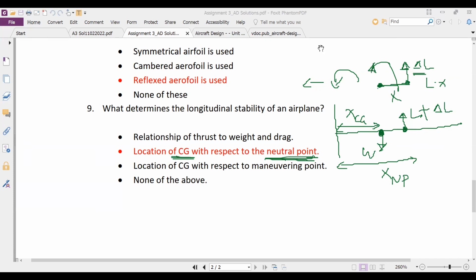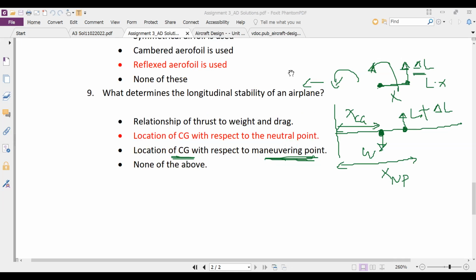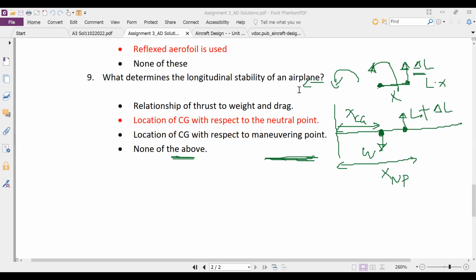But sir, it also depends upon the aerofoil we use. Definitely, it does depend on the airfoil. If we are using cambered, then this one will be right, sir. Yeah, we use cambered airfoil in the wing. Definitely, we use that.